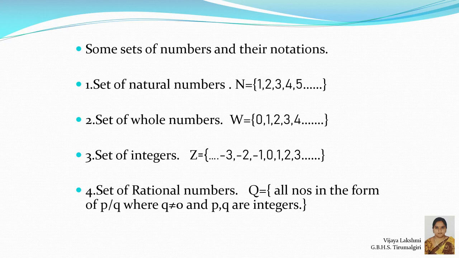The next, in the set of integers, you have negative numbers, 0 and positive numbers. The negative numbers are infinite and positive numbers are infinite. So, see the denotation there. The next set, rational numbers. Now, we don't have any starting number for rational numbers. So, we write it as all numbers in the form of p by q, where q is not equal to 0 and p, q are integers. I think the representation of a set and elements and their denotation is clear till now.